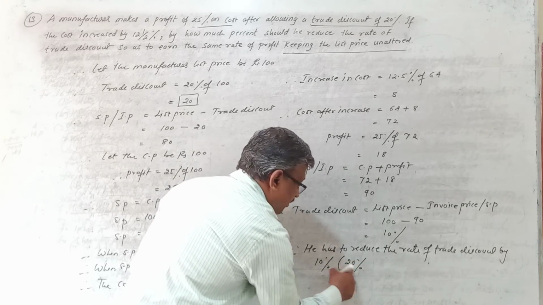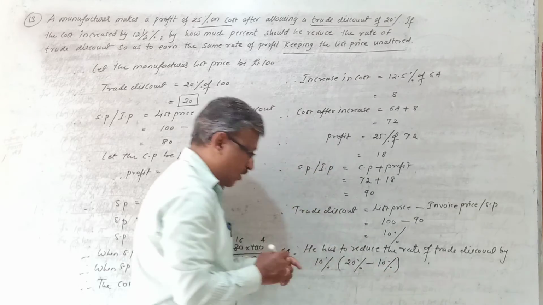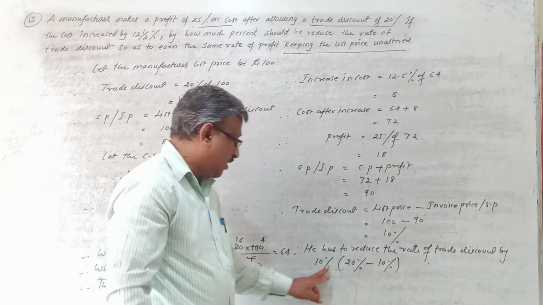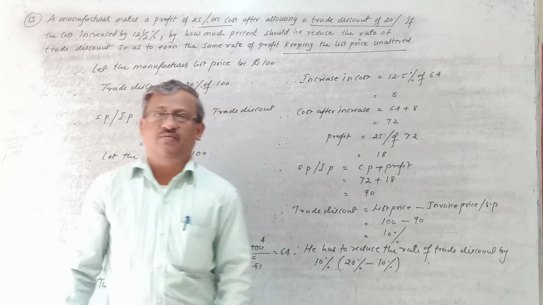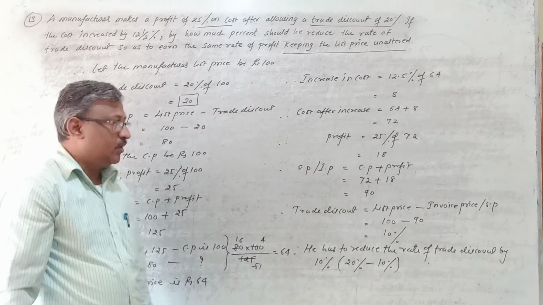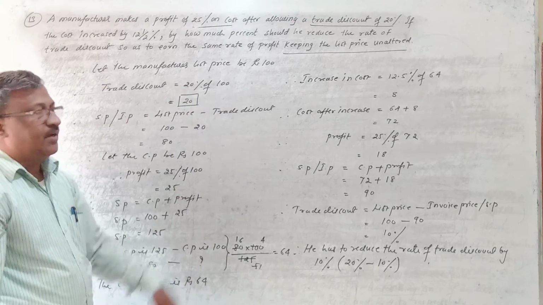That is, the previous discount was 20%. From this you minus the present discount. How much is it? 10%. 20% minus 10% means he has decreased his rate of trade discount by how much? 10%. Yeah. So this is how we have to find out the decrease in rate of trade discount.